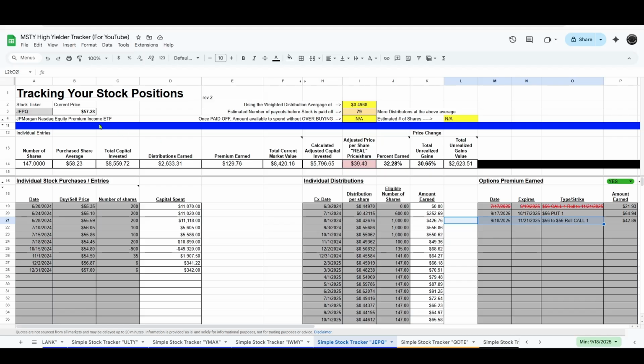Well, the current price shot up, right? It went up to $57.28. So this one here expires in November, and if that price is still above 56, I'm going to lose those 100 shares. Now, JEPQ wasn't moving much, so that's why I sold that call. But as soon as I did is when JEPQ took off.